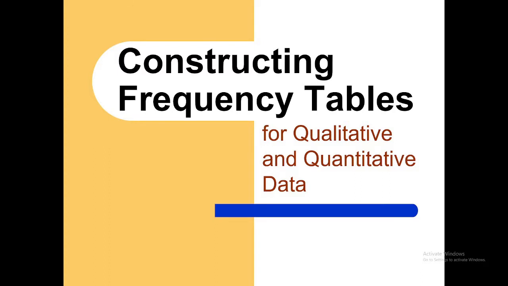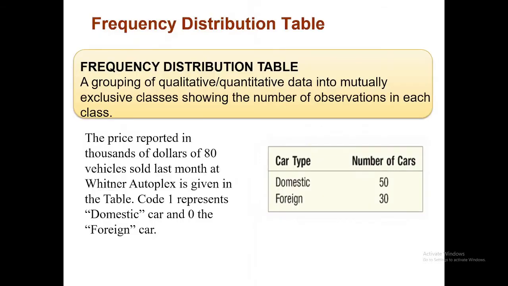How do we construct a frequency table for qualitative data, and how do we construct a table for quantitative data? Okay, now let's begin first with what a frequency distribution table is. So can I have a volunteer to read the definition?